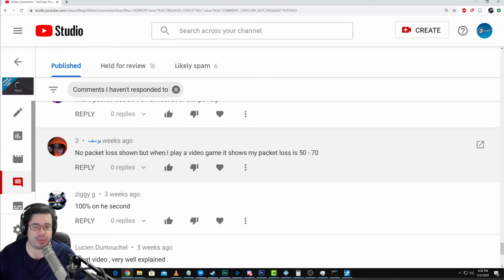No packet loss shown, but when I play a video game, it shows my packet loss is 50 to 70. I'm going to take a guess and say you don't have the bandwidth to support doing much on that connection. That's just a guess. If you have no packet loss when you're not doing something, but when you do something it has packet loss, it's either you don't have the bandwidth or a piece of equipment is overloaded. That's the best thing I can tell you. Maybe the router's too old. It can't even handle what you're doing to it.